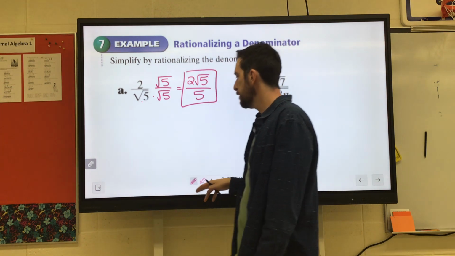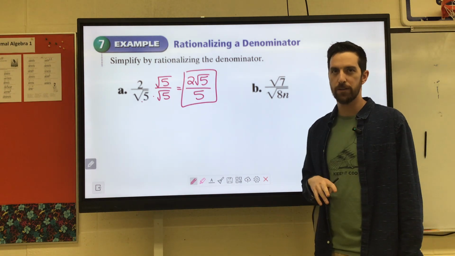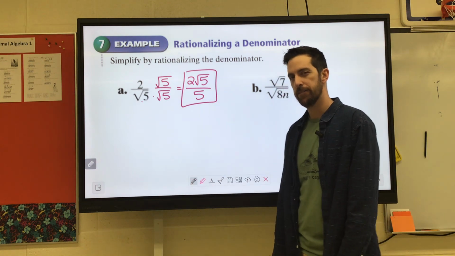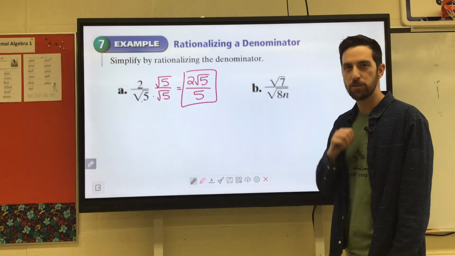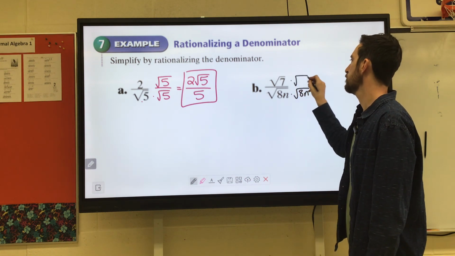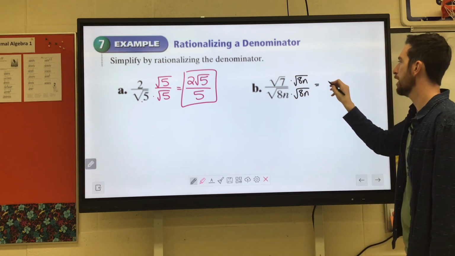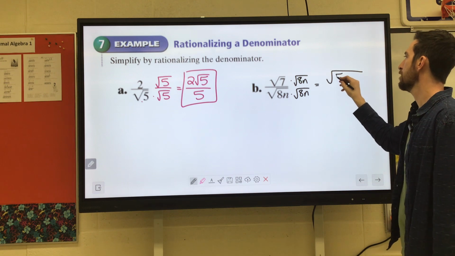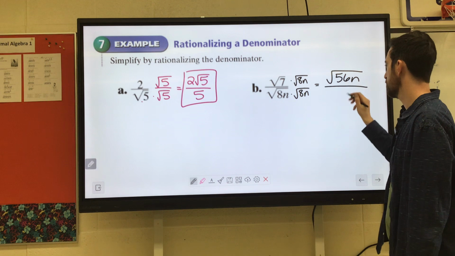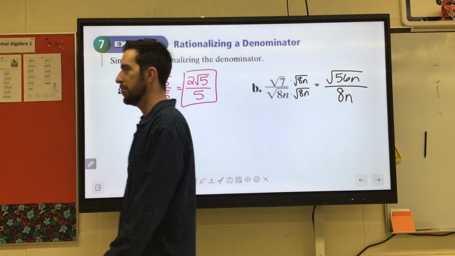All right. On B, you have a couple options. You could break down the 8n with perfect squares. That'll work. I'd say let's hold off on that. Let's just do what we did on the first one. Multiply it by itself. Times root 8n times root 8n. In the numerator, they're both in the radical. 7 times 8n is 56n. Denominator, the square root of 8n times the square root of 8n is just 8n. No more radicals in the denominator.